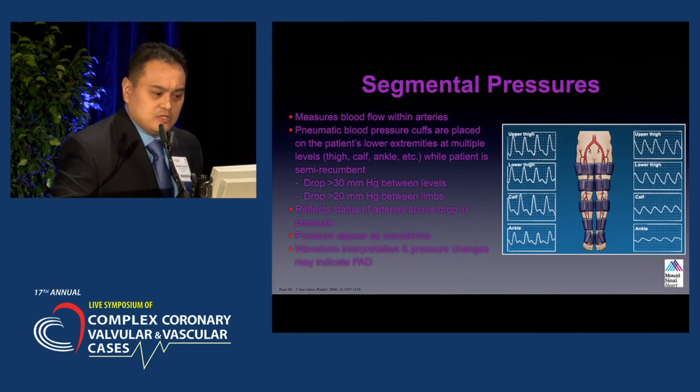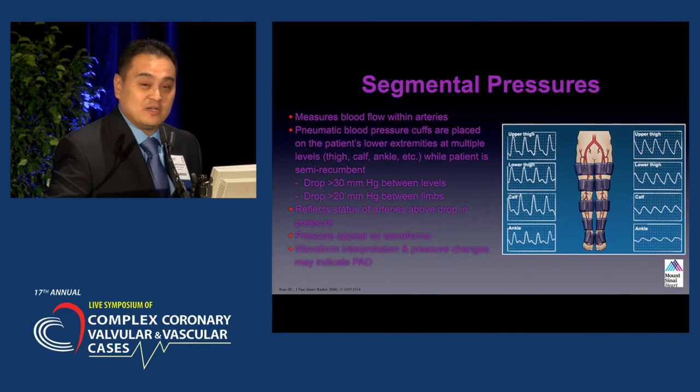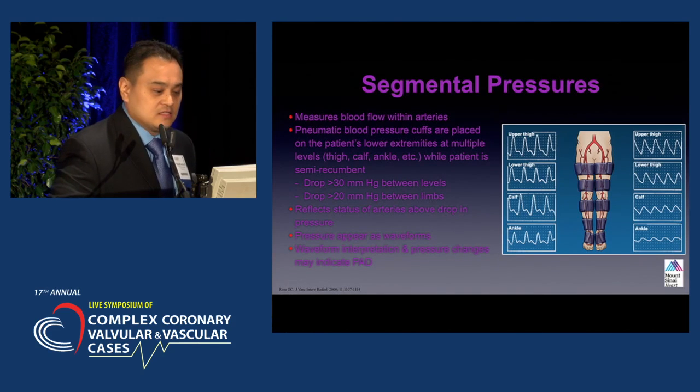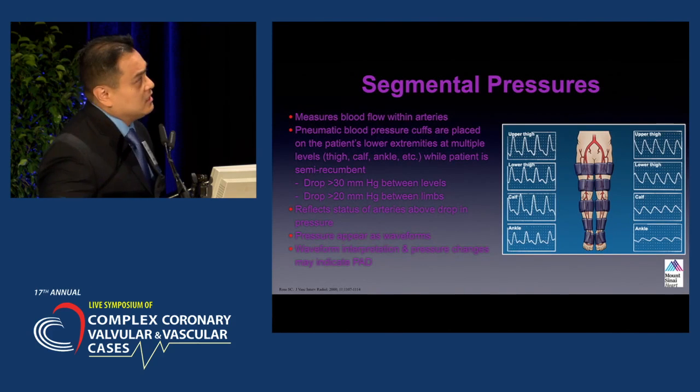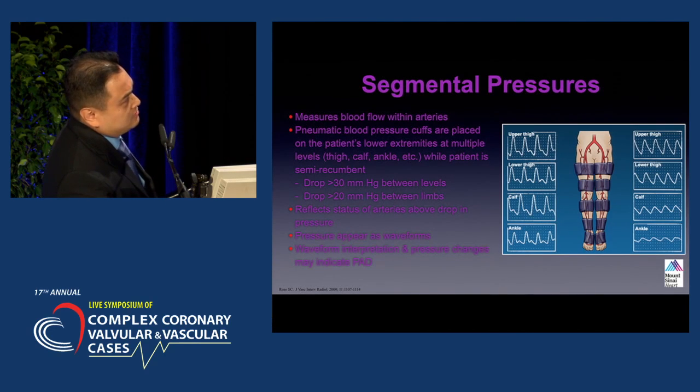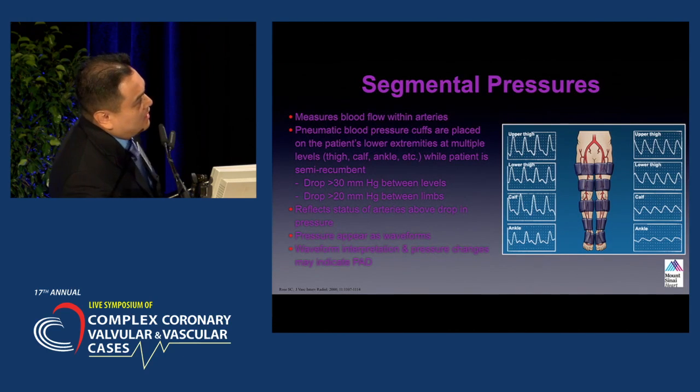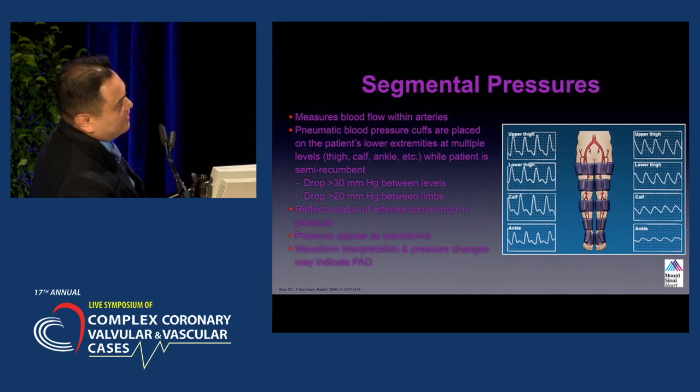In addition to ABIs, we could also do segmental pressures, which are a good measure of waveforms. And basically, these are not arterial pressures, but these are waveforms that will show us any significant occlusion or narrowing of the arteries within different areas of the legs. For the way we do segmental pressures, basically we get blood pressure cuffs, we put them on the thigh, above the knee, below the knee, by the ankle, and by the feet, and we get these fancy waveforms.